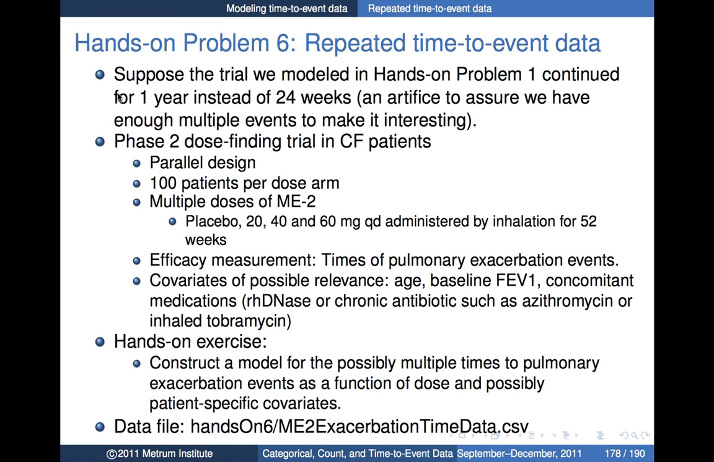So we're going to start here. We're working with the same data we did back in our first hands-on example, but we're going to extend the time frame so we actually get enough multiple events to make the modeling worthwhile. It was a phase 2 dose finding trial, parallel, 100 per arm, and some different dose levels here: placebo, 20, 40, and 60 milligrams per day over 52 weeks. And we're going to look at those times of pulmonary exacerbation. So your mission here then was to model those.